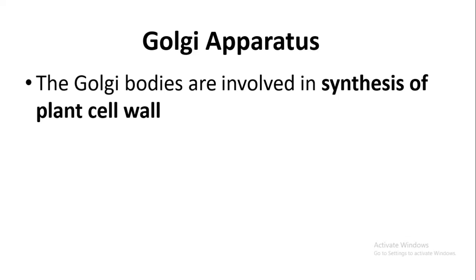The last one we can talk about is the Golgi apparatus. The Golgi apparatus is involved in the synthesis of the plant cell wall. Remember, I talked about eukaryotic cells being divided into two categories: the plant cell and the animal cell. The animal cell does not have a cell wall, which is the reason why it is irregular in shape. But the plant cell has a cell wall, and this cell wall makes the plant cell have a regular what? Shape. And this is the cell wall.